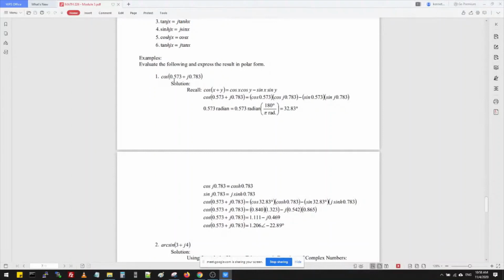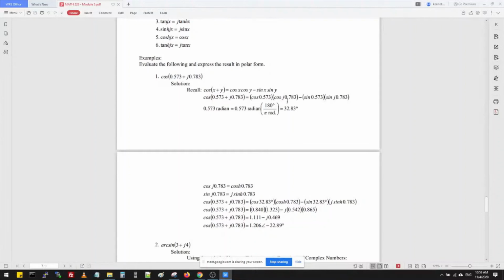So we have our x, the real part. That is 0.573. But take note that this is an angle, in radians, so convert it into degrees. So that is cosine 0.573 cosine of j 0.783. Here we apply the hyperbolic function. So cosine of jx.